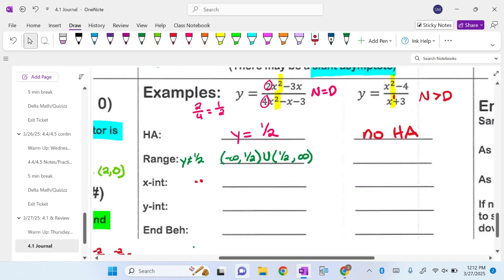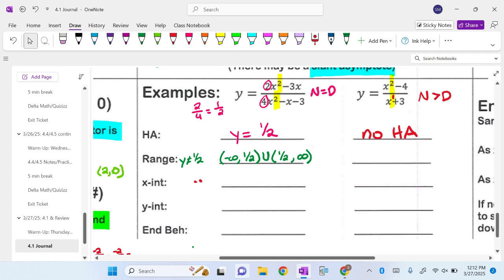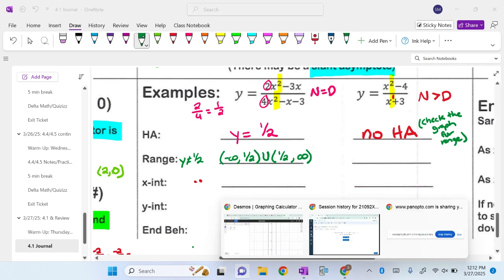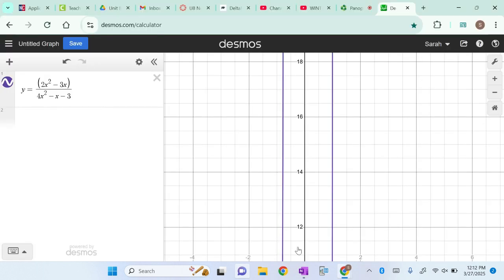For the other one, there's no horizontal asymptotes. But since there's no horizontal asymptote, we gotta check the graph for range. Because clearly, if we look at the graph, there are some values where the y's don't cross.